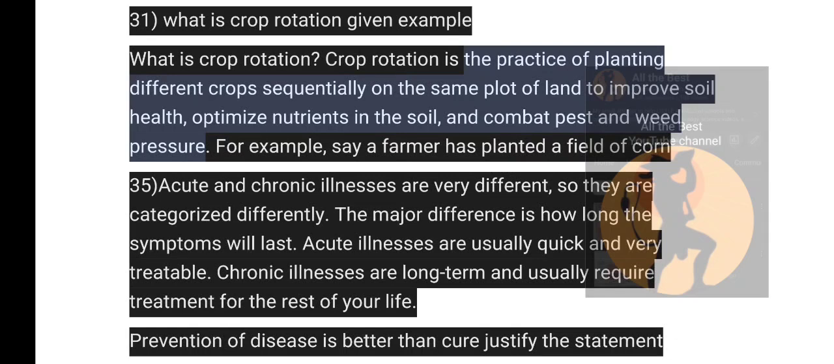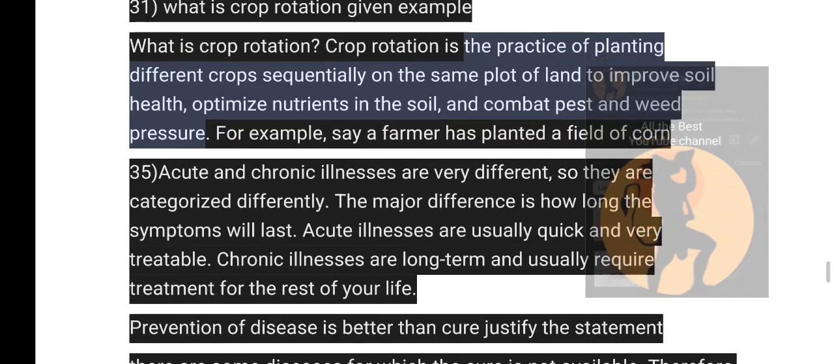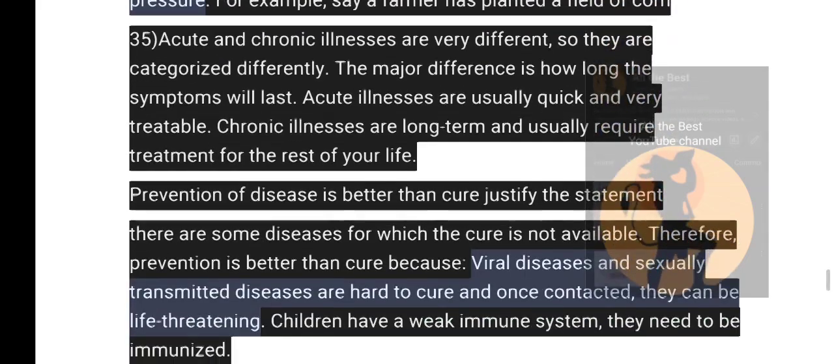See, the same pest will not be seen because there is a crop rotation, and weeds also will be very different for different crops. So the reduction of the pest and the weeds also we can see. So that is why they say combat pest and weed pressure. For example, say a farmer has planted a field of corn. So next he will be planting ragi, next paddy, like that.